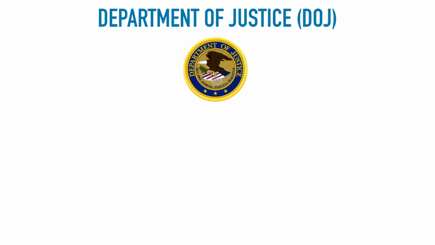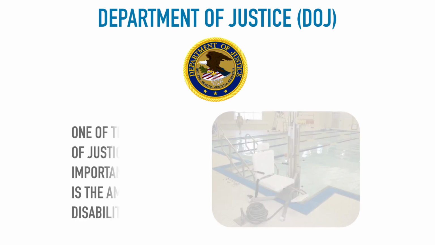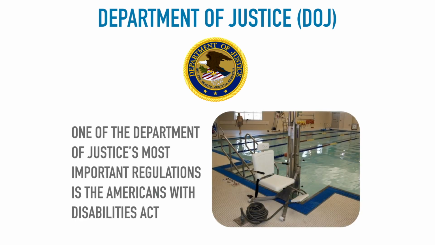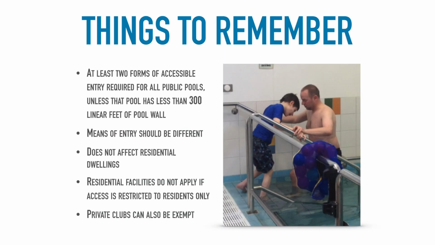Speaking of legal compliance, let's talk about the Department of Justice, the DOJ. Turn back to page 275 in your books. We're going to explore the ADA requirements, specifically the ADA laws of 2010. The ADA laws of 2010 affect specifically our swimming facilities. As you can see on the bottom right-hand corner, it's going to tell you exactly who is required. That is, all facilities that are public or semi-public. They require that at least 2 forms of accessible entry be allowed in public pools.